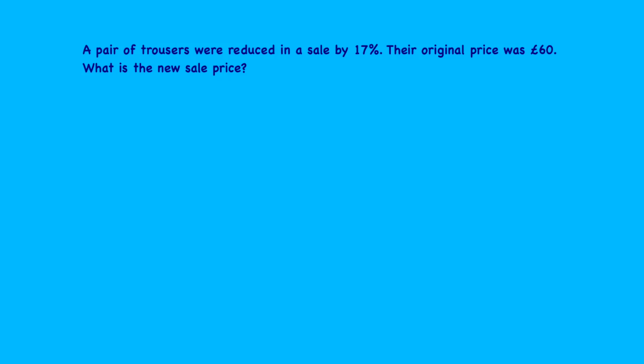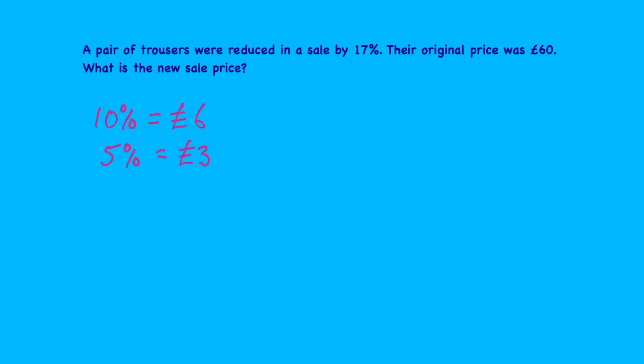This question is going to be a decrease, as the trousers are in a sale, therefore the price is decreased by 17%. So I'm going to start off by finding 10% of 60, which, if you remember, is divide 60 by 10. So that's £6. Then I'm going to find 5%, which is half of 10%, which is £3. Then I still have another 2% to find, because I've got 10 and 5, which is 15%.